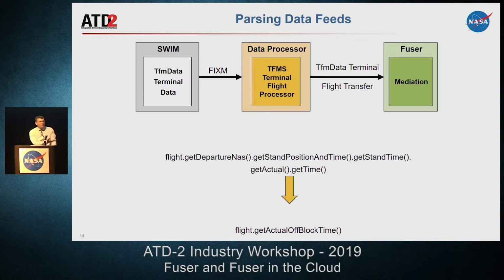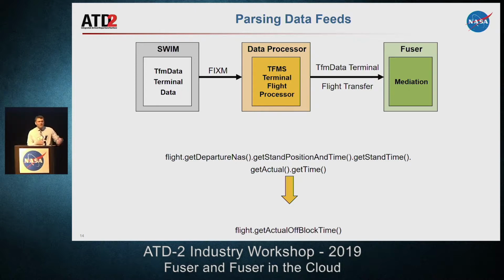As a developer, I would see this, if you can imagine the XML nested here, you get this flight message, departure NAST, and position, stand, and time, and on down to actual time. If I'm writing code for this, I've got to go flight. If this departure NAST is not null, then I can get the departure position and time. If that's not null, I can get the stand time.